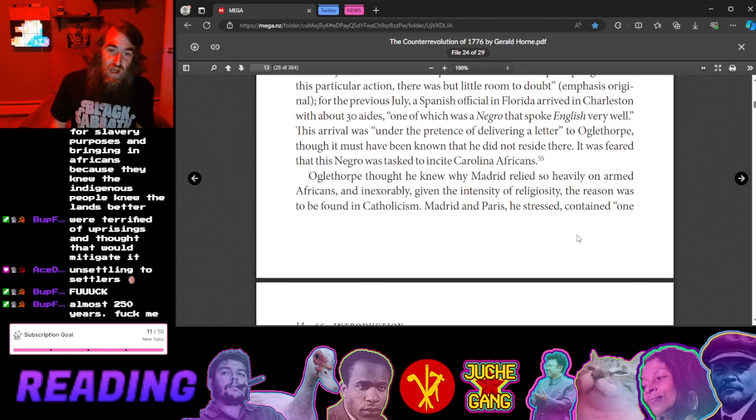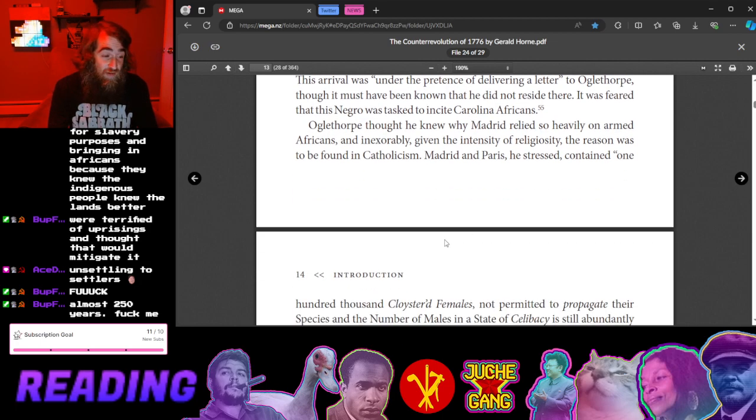For the previous July, a Spanish official in Florida arrived in Charlestown with about 30 aides, one of which was a Negro that spoke English very well. This arrival was under the pretense of delivering a letter to Oglethorpe, though it must have been known that he did not reside there. It was feared that this Negro was tasked to incite Carolina Africans.